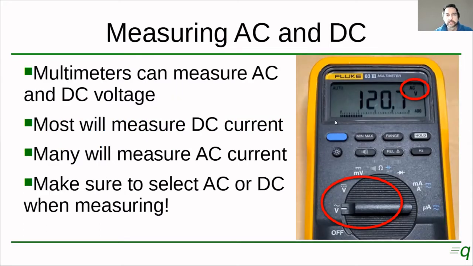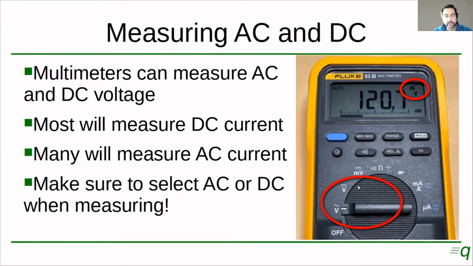So what happens with AC and DC when you try to measure? Multimeters can measure AC and DC voltage, and most will measure DC current, and many of them will measure AC current as well. But AC voltage and DC voltage, all multimeters will measure that, right? The thing you have to keep in mind is make sure to select AC or DC when measuring.